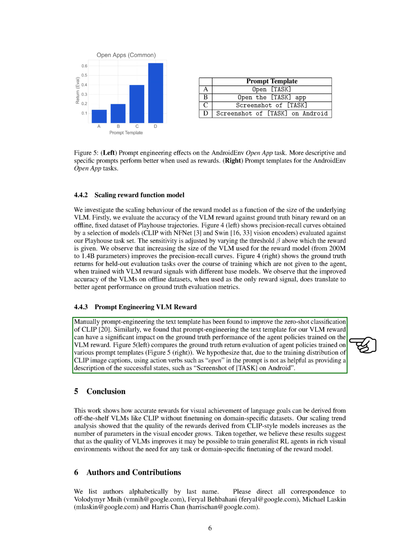In section 4.4.3, we discuss the impact of manually prompt engineering the text template on the ground truth performance of the agent policies trained on the VLM reward. We found that prompt engineering the text template for our VLM reward can significantly improve the ground truth performance. We hypothesized that using action verbs such as "open" in the prompt is not as helpful as providing a description of the successful states, such as "screenshot of task", on Android.